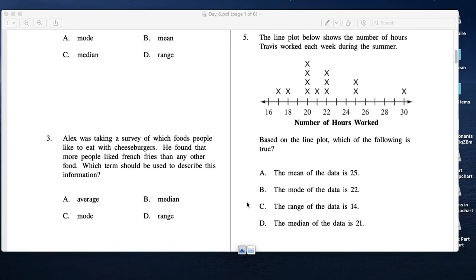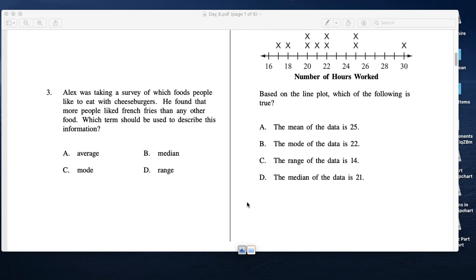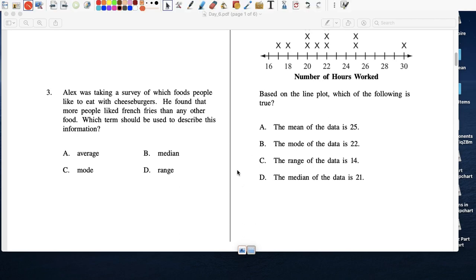Number 3, someone is taking a survey on what kind of foods people like to eat with cheeseburgers. He found that most people like French fries more than any other food. Which term should be used to describe this information? And again, it would have been the mode, right? The other three make absolutely no sense.